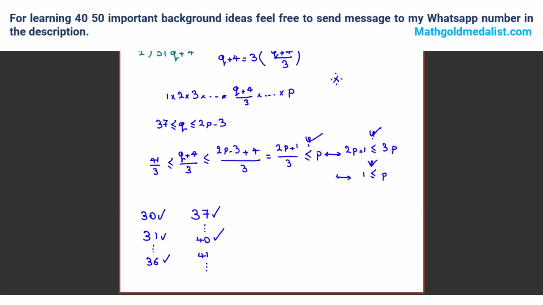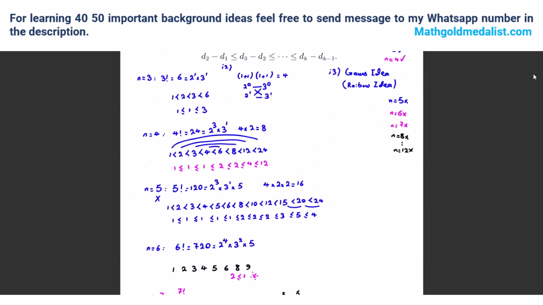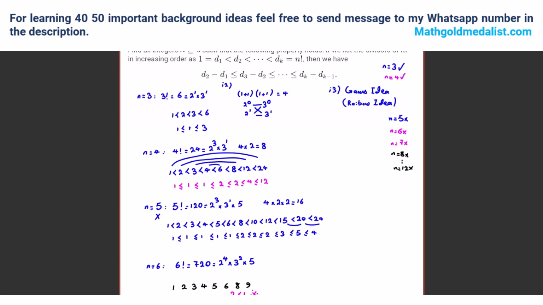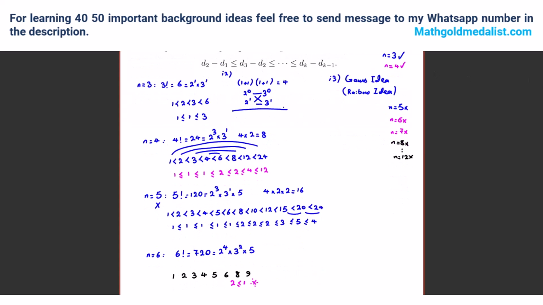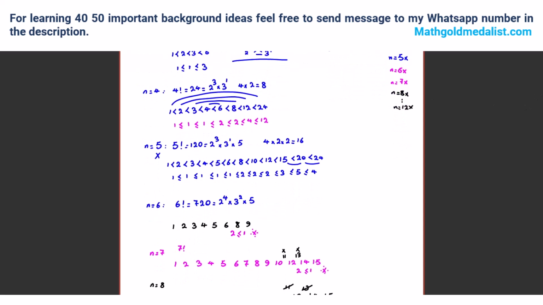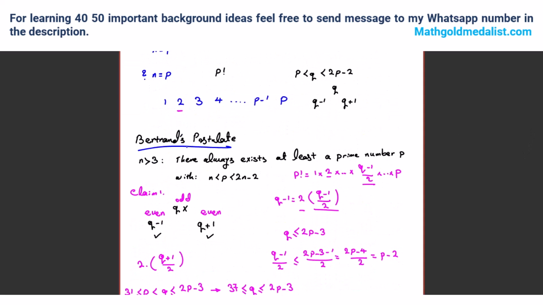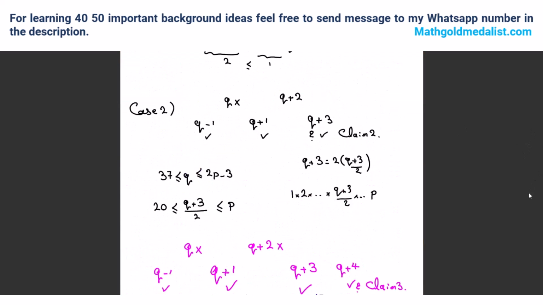Okay, by this approach. Now let me tell you about a similar problem that we had in last IMO. That problem was related to divisors, and again a small example. So here we considered a small example, we considered number of divisors, we considered the ghost idea or rainbow idea, and we considered Bertrand's postulate and these things.